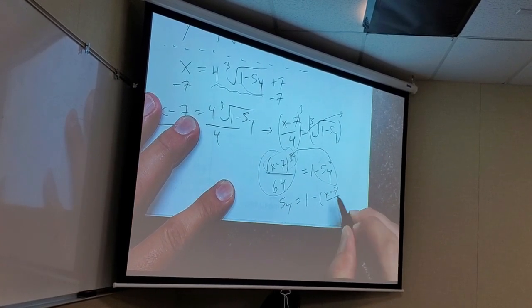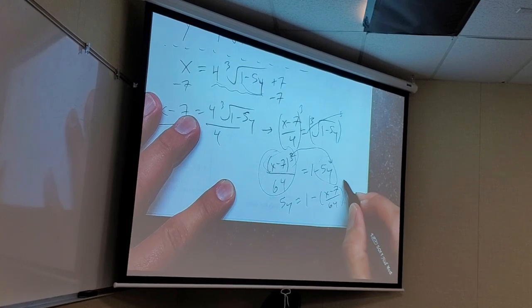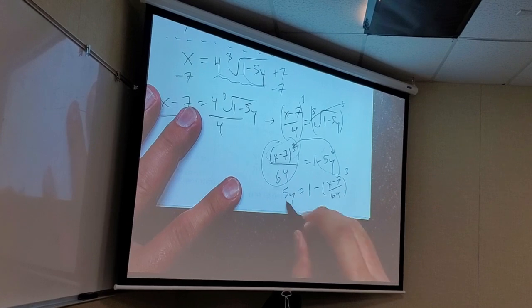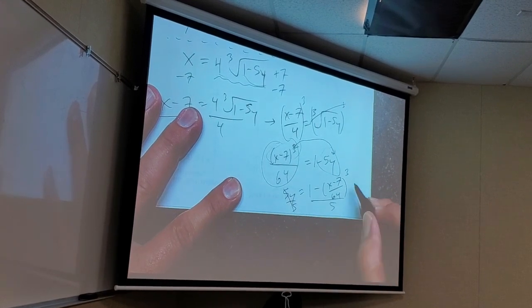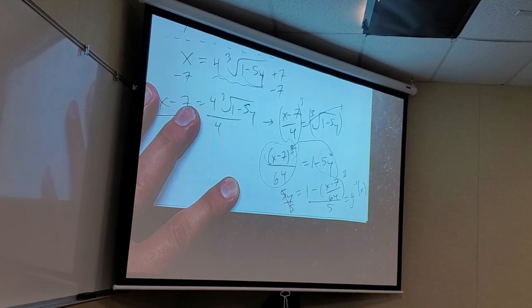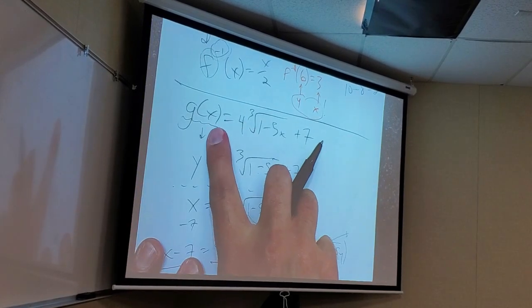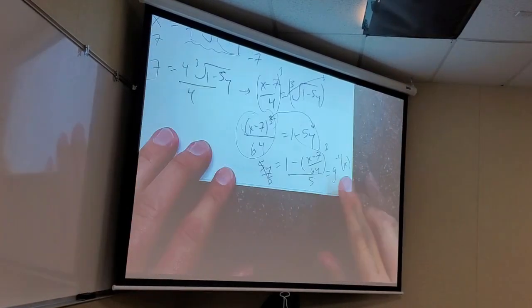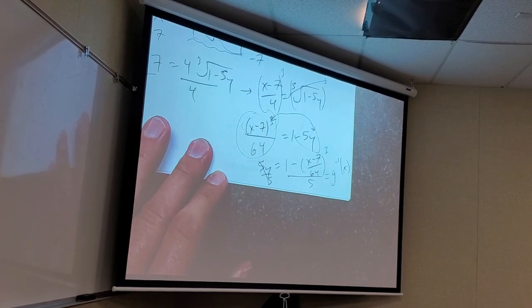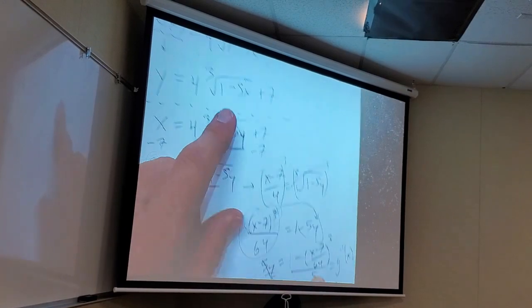And what's my last thing I have to do? Last thing: divide everything by 5. And this is my inverse function. So I would call it g inverse of x. Is that cool? Because the original function was g. So to identify that this is related to it, I use g, but I put a -1 to say inverse.